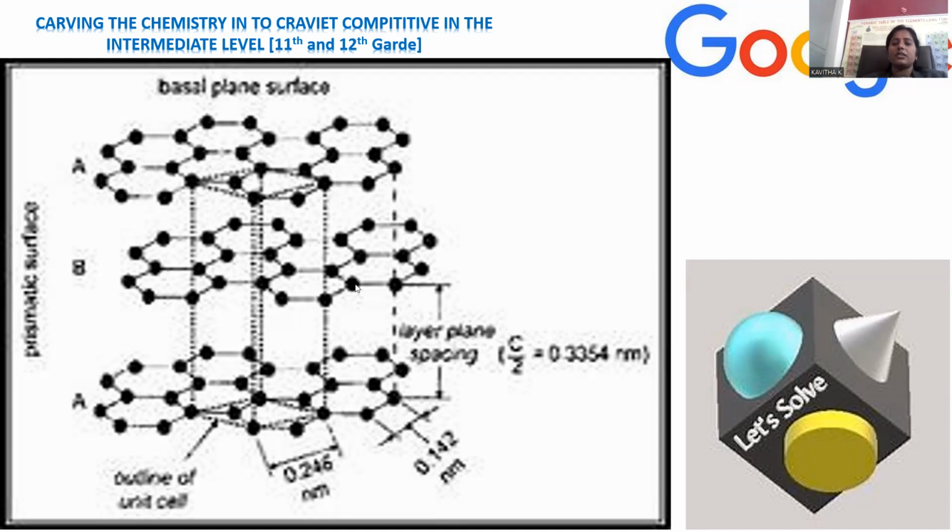Because of this kind of layered structure, all the layers are bound with the dotted line bonds. Dotted line bonds are nothing but van der Waals forces. Van der Waals forces are somewhat weak in nature. That's the reason why whenever we apply force, these layers slide upon one another, so the movement is very smooth. The softer texture we can notice. That's the reason why graphite has the lubrication property.